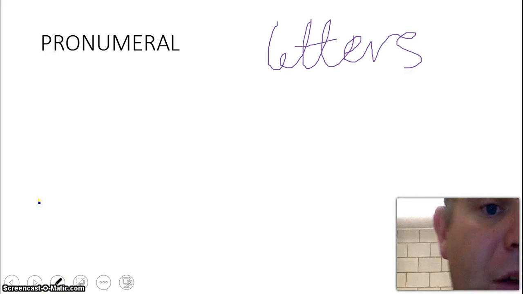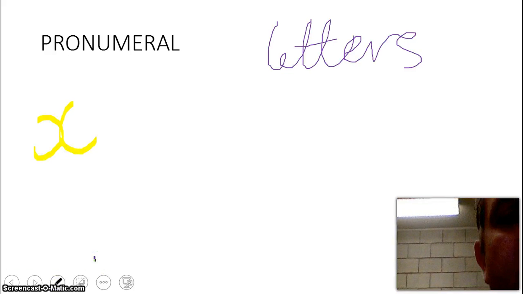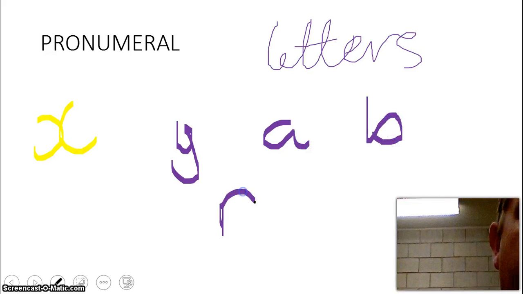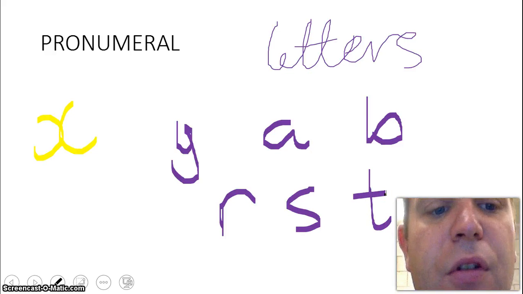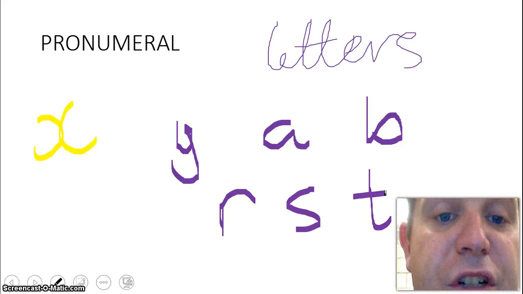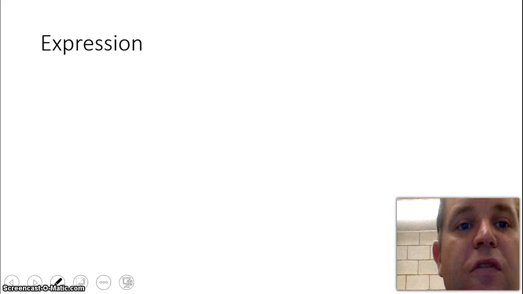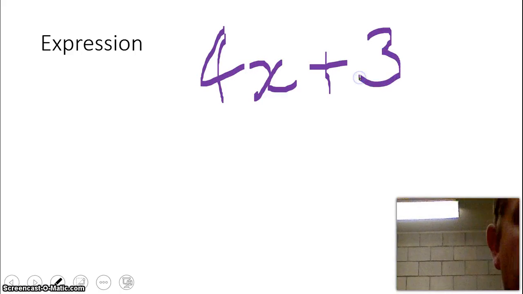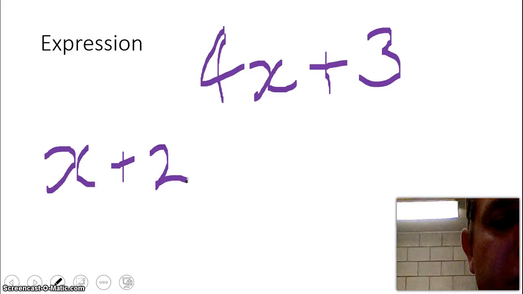So they're things like X, Y, A, B, R, S, T, all the letters of the alphabet plus all the Greek letters plus all the Russian letters as well. Expressions are just ways to describe things using algebra. So say for example we had 4x plus 3, that's an expression. If we had x plus 2, that's also an expression.